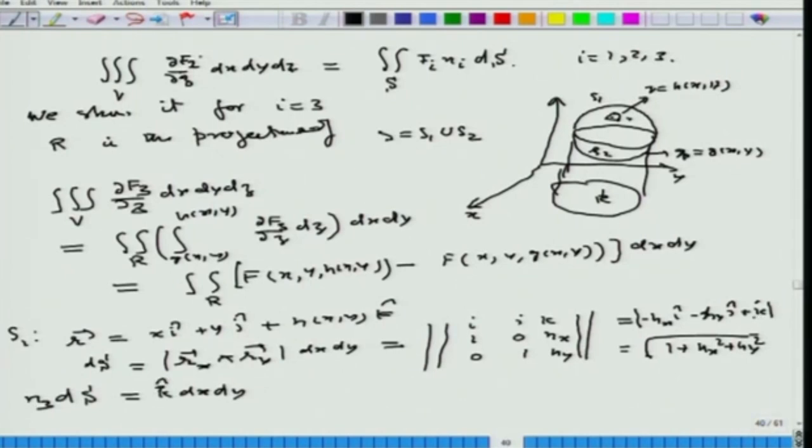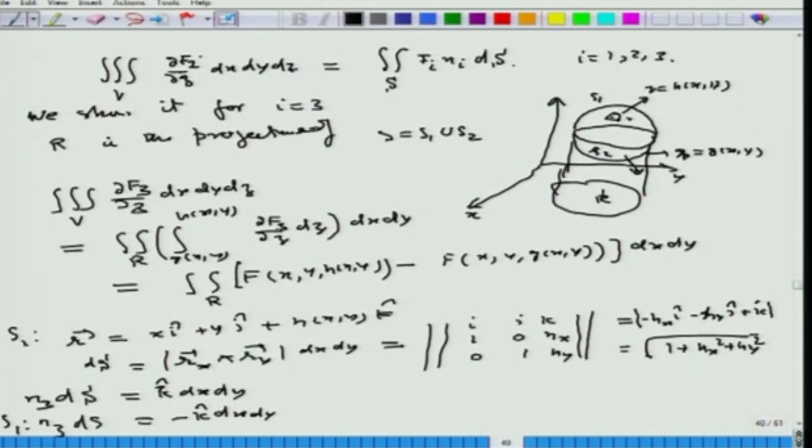Because the n3 component is just 1 here, n3 component is the k here. So, we get this. Now, on the lower part, we get n3 dS on S1, we get this as minus, because here you will have the negative direction. So, we will get minus k dx dy. So, we can see that here you get a minus sign on this. So, we get finally the same thing here, f(x, y).